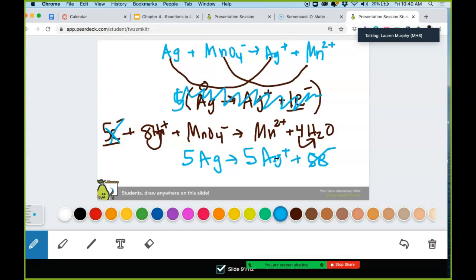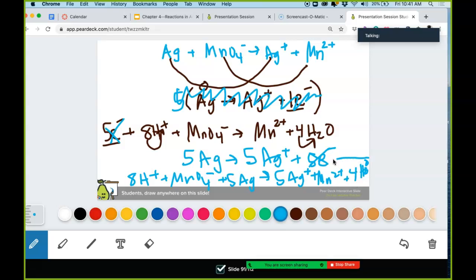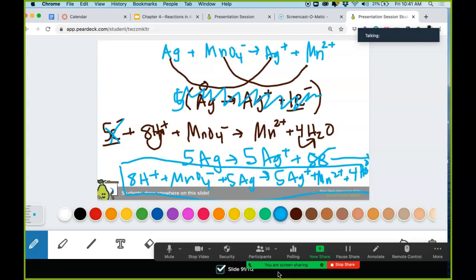This is silver ion. It's not the same. So I'm going to just write out what's left over. I have 8 H pluses. I have MnO4 minus. I have 5 silver. Makes 5 silver ion. I'm combining both reactions. And Mn2 plus and 4 waters. So this is my balanced redox reaction. Holy moly.